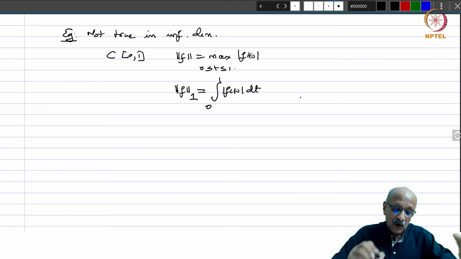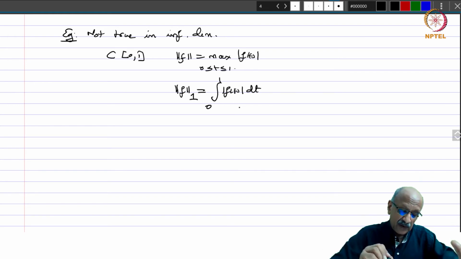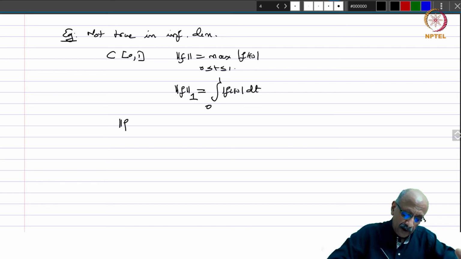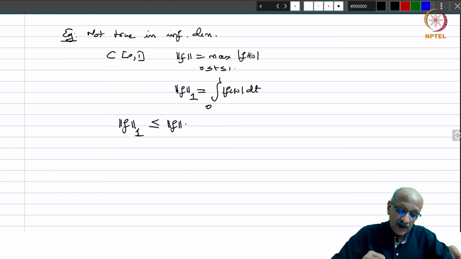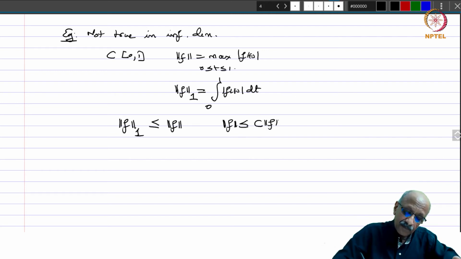You can check that this is a norm. This is very easy to check. Triangle inequality is also trivial, and therefore this defines a nice normed linear space. I claim that these two are not equivalent. Now first of all, norm f1 is the integral of mod f(t) dt. I pull out the mod f(t) as a supremum, so this is less than or equal to norm f times the integral from 0 to 1 of dt, which is just 1, and therefore you have this. Now what about the reverse inequality? Can you write norm f less than or equal to c times norm f1? Is this possible?